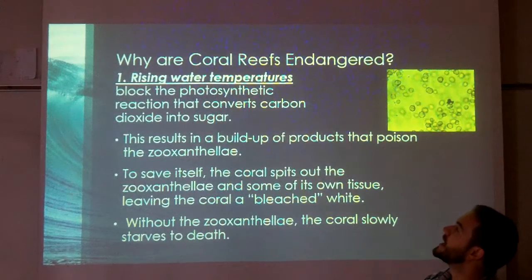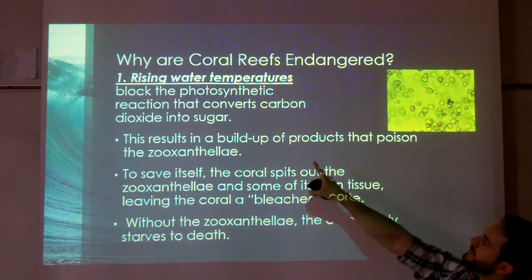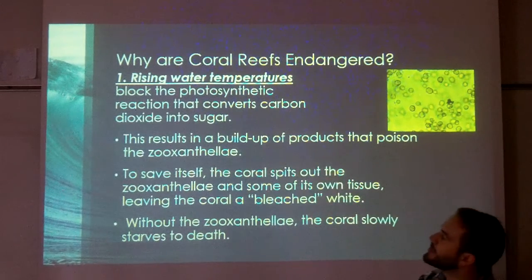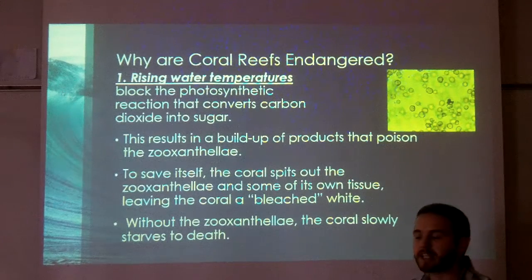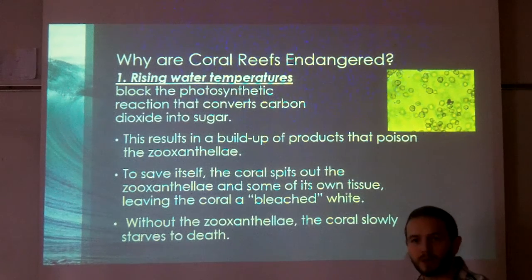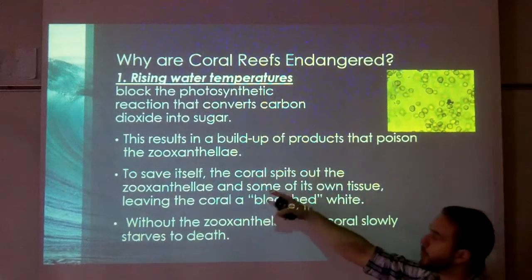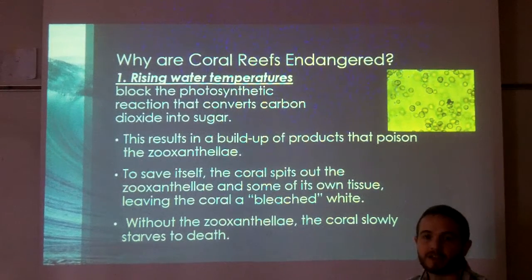So why are coral reefs endangered? One, rising water temperatures. It blocks the photosynthetic reaction that converts carbon dioxide into sugar. It slows down that reaction, right? The warmer something is, in this case with photosynthesis, the slower that reaction is. So this results in a buildup of waste products that poison the zooxanthellae. So the zooxanthellae is starting to die within the coral.